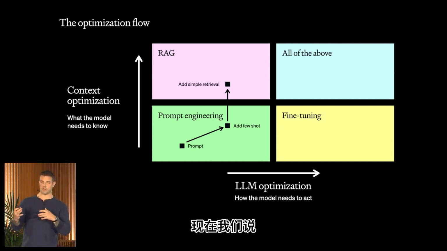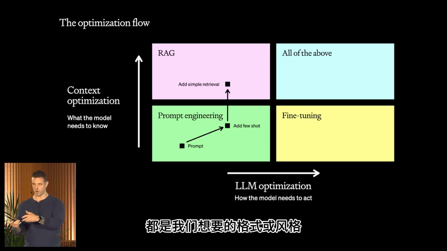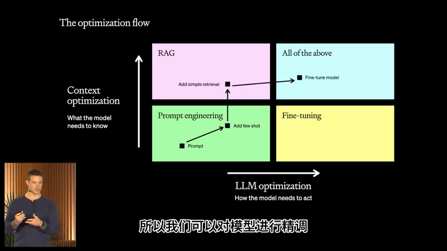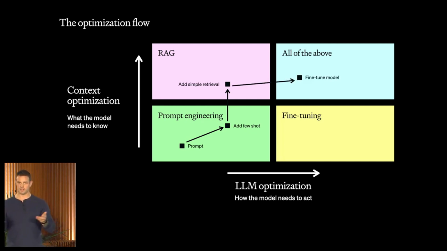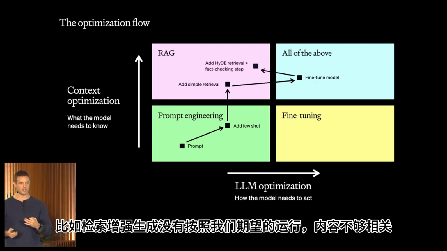Let's say that now, okay, it's got context, but it's not producing the output in exactly the format or style that we want every time. So we might then fine-tune a model. Then a classic next step is maybe the retrieval is not quite as good as you want it to be. Maybe that content could be more relevant to what the model needs. So you then go back and optimize the retrieval augmented generation again.